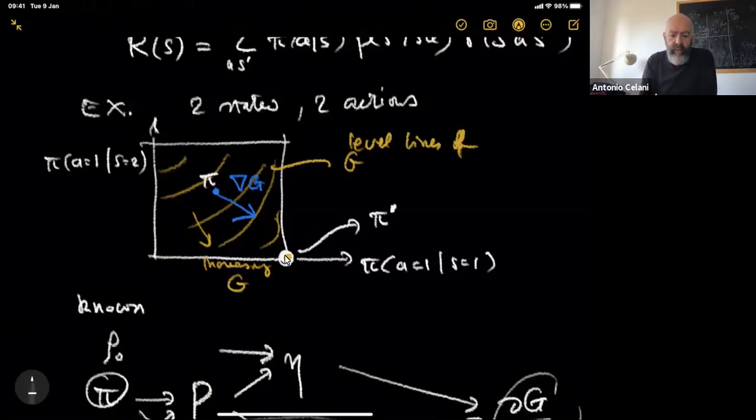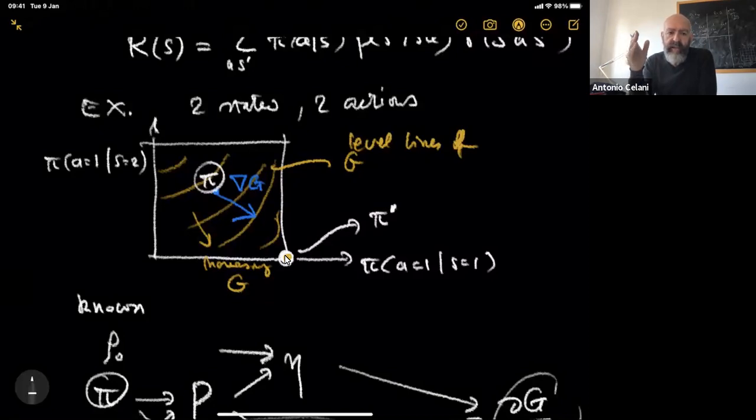So the question is, how do we get from any initial policy pi to our optimal policy? So how do we search for this maximum of G in policy space? In practice, what we are looking for is some sort of gradient ascent. We want to climb the gradient until we get to the maximum, which we know sits on the boundary. So what we're going to do in the next 20 or 30 minutes is to study different approaches to this problem of optimization when you know a gradient.